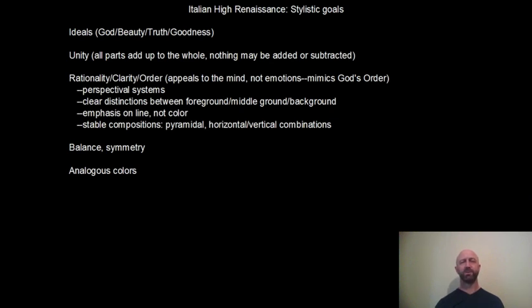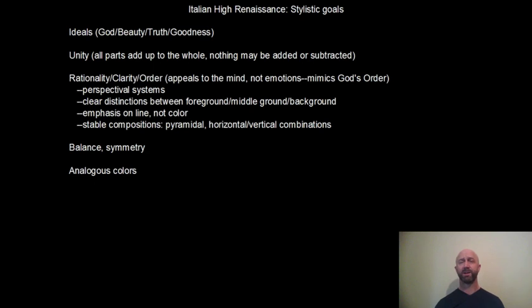Number two, unity. Unity is a tricky term, but what it means is that everything in a Renaissance or classical picture or sculpture needs to be connected, usually to an overall theme, right? So the theme of the subject matter or the theme of the moral message. But also unity means that all of the parts of a painting should be there in order to further the overall message of the work, such that nothing could be added or subtracted, or it would break the whole.